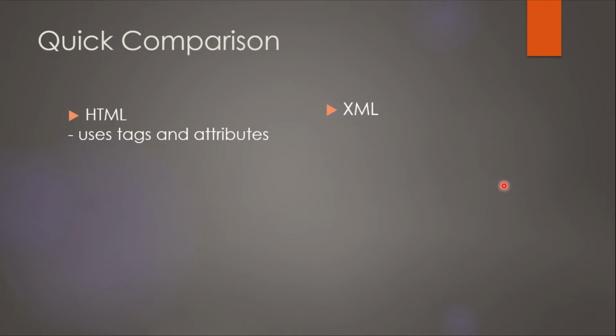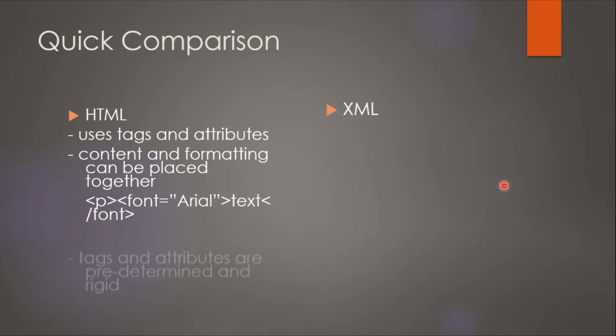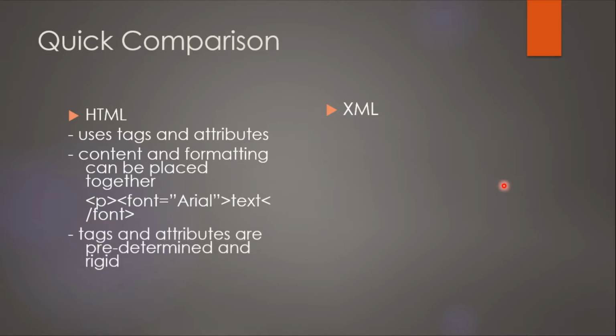HTML uses tags and attributes. Content and formatting can be placed together. This is the simple syntax or simple structure of HTML content. Here they have given the example of the p tag. Tags and attributes are predetermined and rigid.